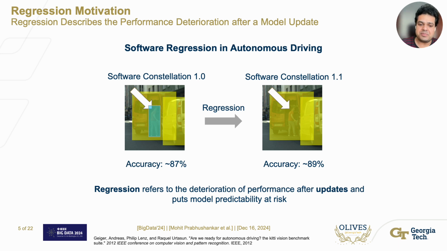So what technically has happened is that from a performance metric point of view, we have done better in terms of numbers, but a very important aspect within autonomous driving is the presence or absence of human beings in a particular scene, and our update has missed the person's bounding box in this case. So regression essentially describes the performance deterioration after a model update. Unfortunately, regression sometimes puts model predictability at risk, and this is something that we are looking at in this particular paper.